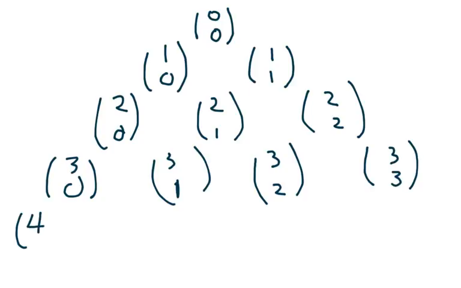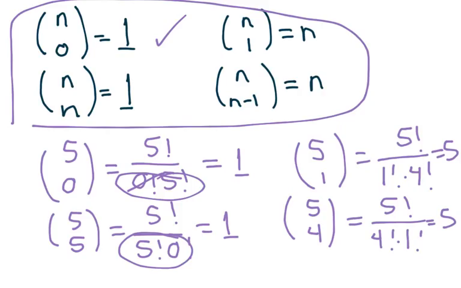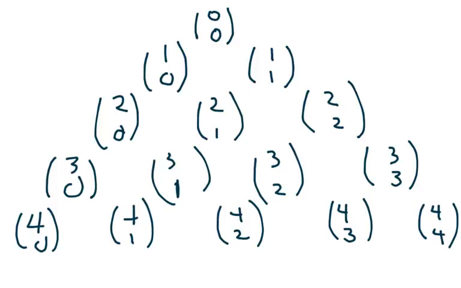And I'll do one more. 4 choose 0, 4 choose 1, 4 choose 2, 4 choose 3, and 4 choose 4. Now, if we look back at our formulas here, at these two, they all equal 1. We just showed some examples. So, well, first of all, this equals 1. We can talk about that in class. So this equals 1. Really don't want to cross it out, but I will. 1, 1, 1, 1.